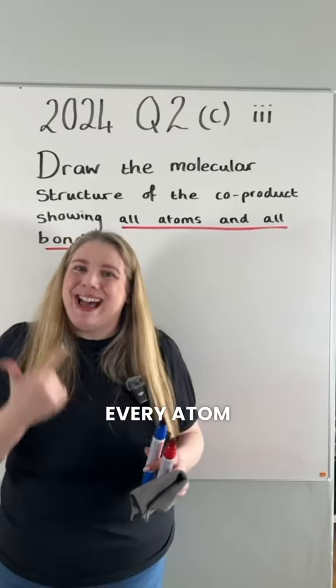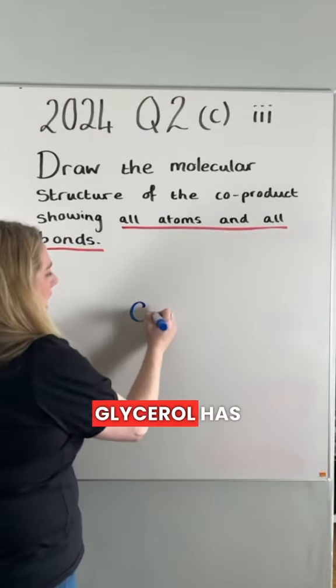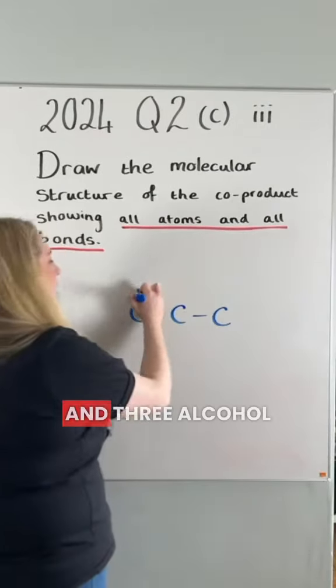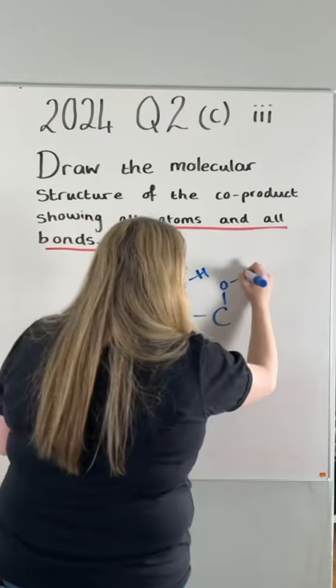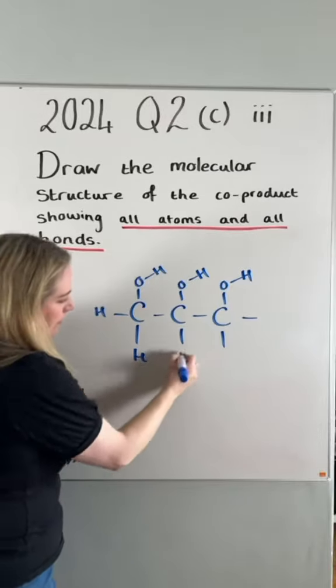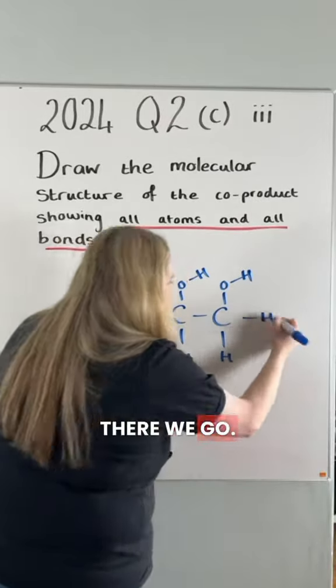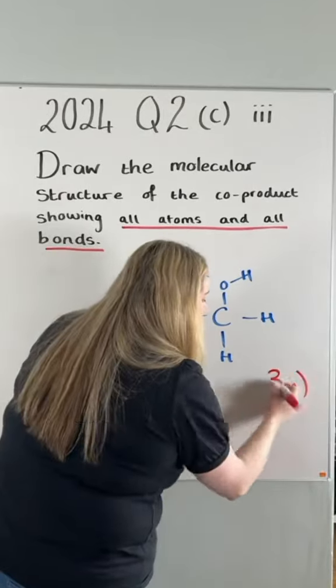Every atom and every bond in the structure must be shown. Glycerol has 3 carbon atoms and 3 alcohol groups, 1 on each carbon. Now remember, carbon must have 4 bonds. There we go. That is the fully correct structure for glycerol for 3 marks.